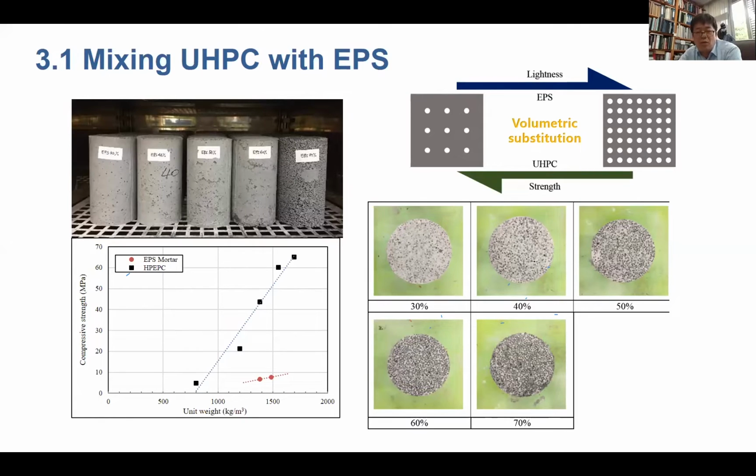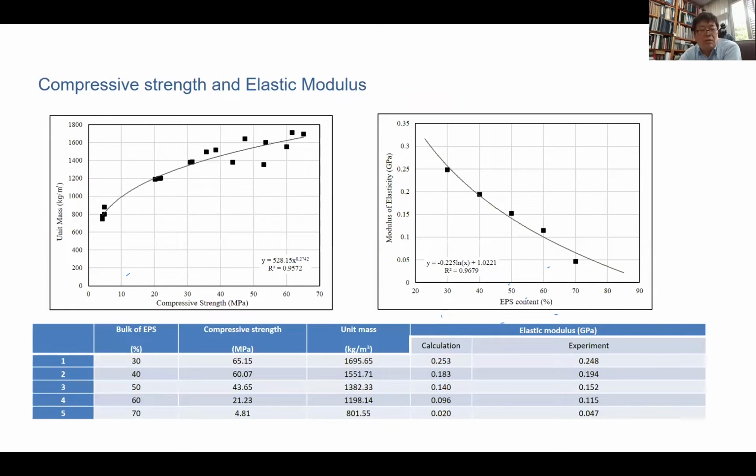So if you apply 30% replacement, that means the mix ratio is 30% to 70%, then we can see the strength tendency is between the EPS mortar and the UHPC, that means UHPC with the EPS. So this is the tendency of the compressive strength up to 160. When the replacement ratio is lower, the strength is 80 kips. Then the left side is the weight, but the right side is the elastic modulus.